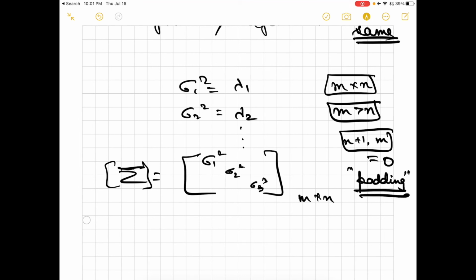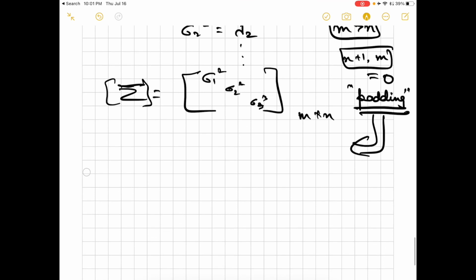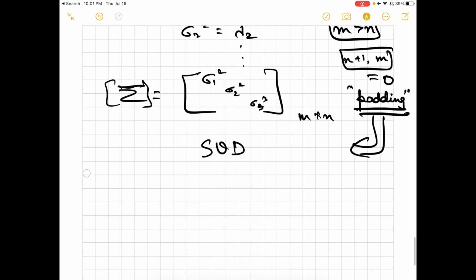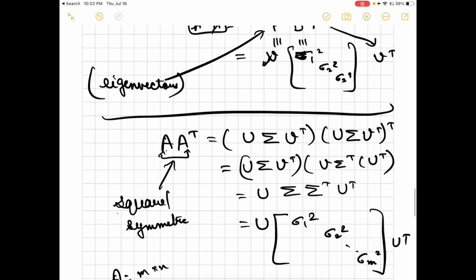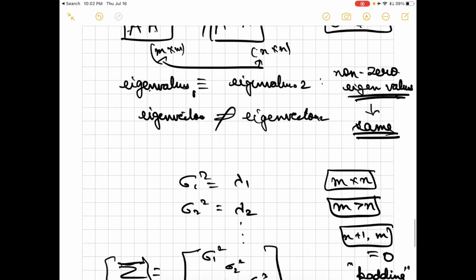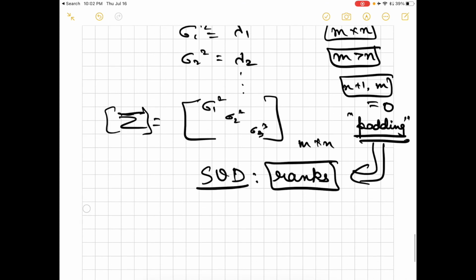Sometimes you will see that, to avoid this padding, SVD is described in terms of the rank. That means rather than writing the first matrix as a square matrix, we start with an m cross k matrix, then write sigma as k cross k, followed by another k cross n matrix, so that the padding is not required. But I prefer this general form because it is without loss of generality.